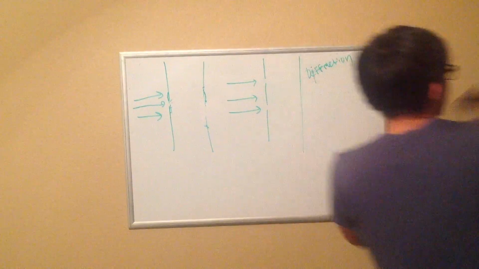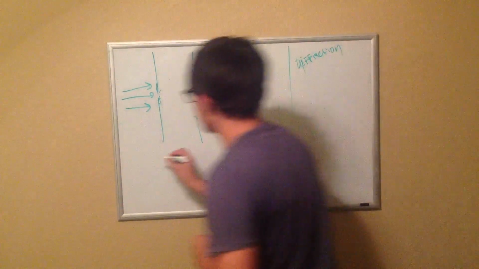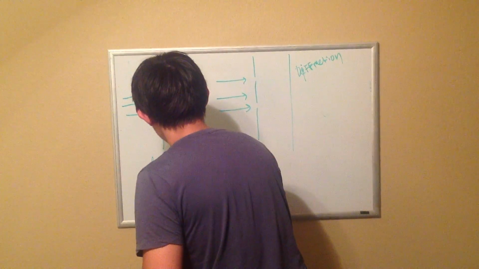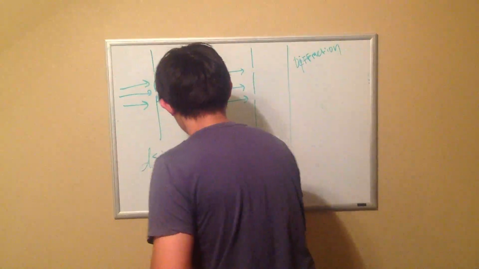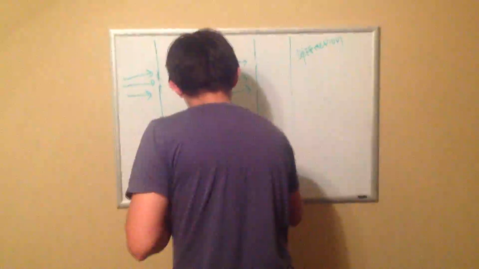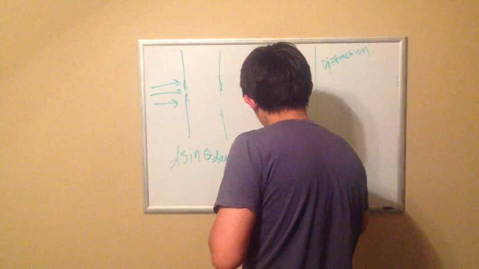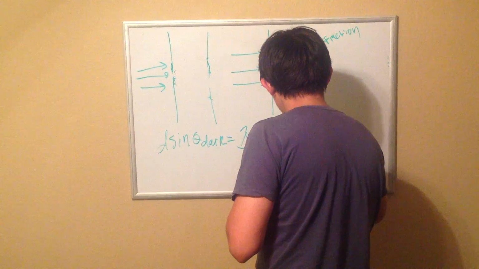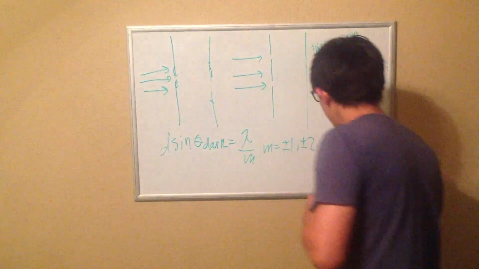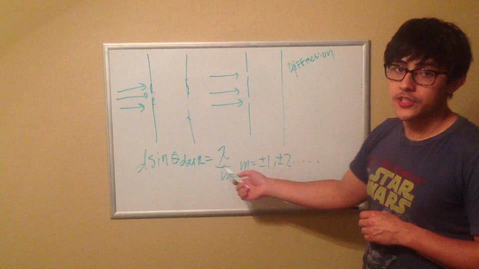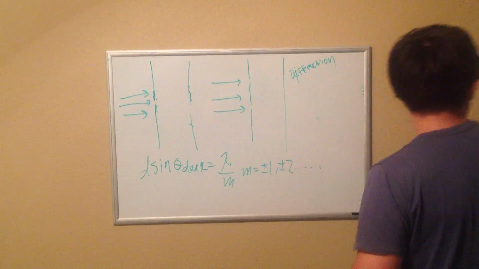Now, one useful equation for a single slit is d sine theta dark is equal to m lambda, where m is equal to plus or minus 1, plus or minus 2, etc. And this will tell you where the fringes of the dark regions are for a single slit.